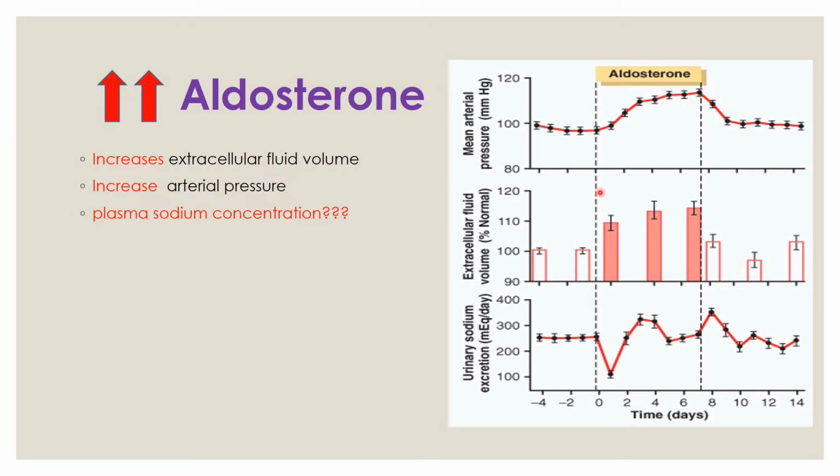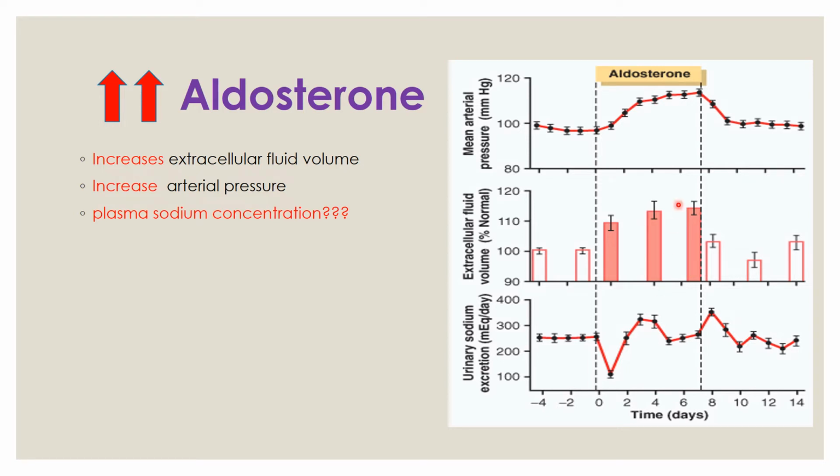What you can see from this figure, if we give an aldosterone injection to a person, what will happen? The extracellular volume will be increased, which means an increase in blood volume, which will increase the blood pressure. And we are expecting the urinary sodium concentration to be reduced, and it will be reduced immediately. However, it will be normalized later on.